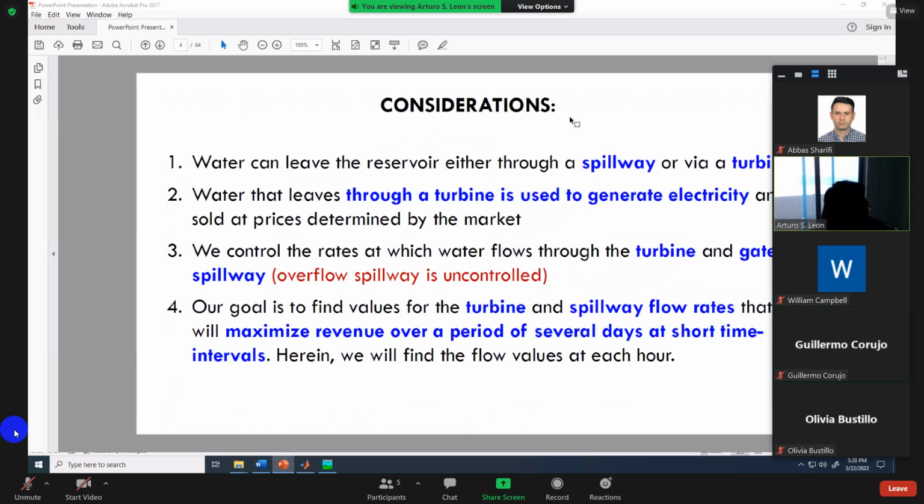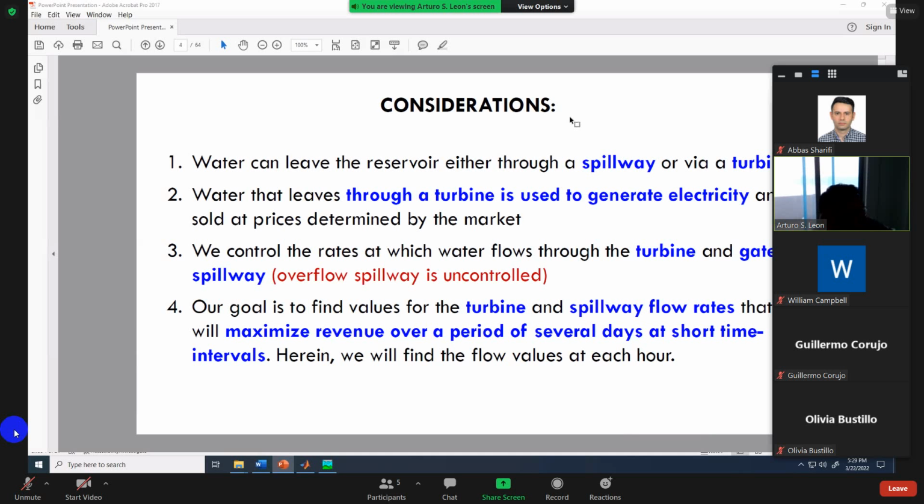So, guys, the water can leave the reservoir through the spillway or through the turbine, right? So there are only two ways: a spillway or through the turbine. And spillways can be two types. The water that passes through the turbine can produce electricity, right? Because we have the turbine there.